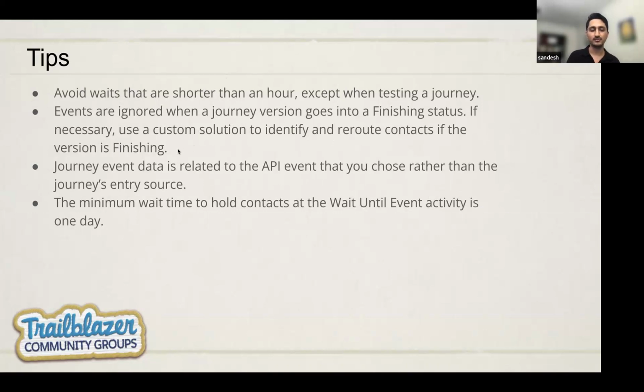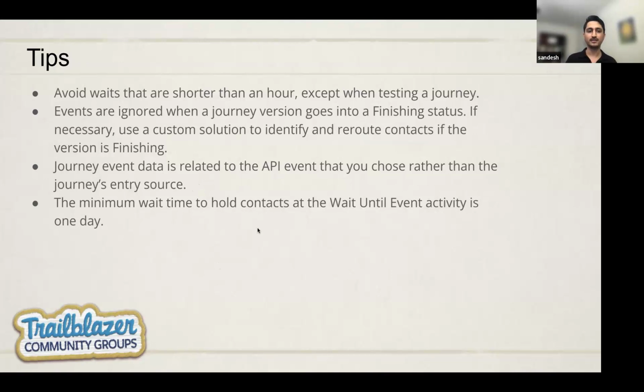And the second point is the one that I was just mentioning. Events are ignored when a journey version goes into a finishing status. If necessary, you can use a custom solution like we did to identify the journey that's in the finishing stage and then reroute contacts if the version is actually finishing. And the reroute could be anything, right? You could just log it to a data extension and then use them as an entry source to a different journey. Or you can make an extra API call to a different API trigger journey and then push them through that instead.